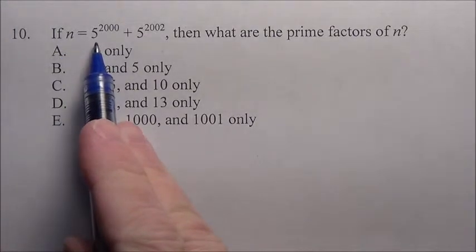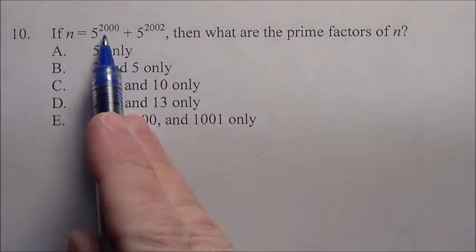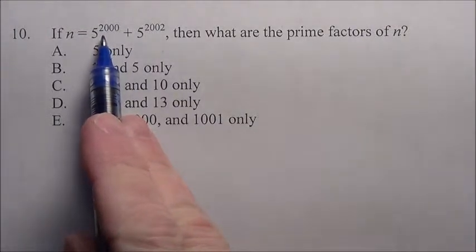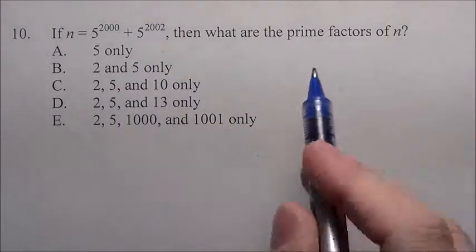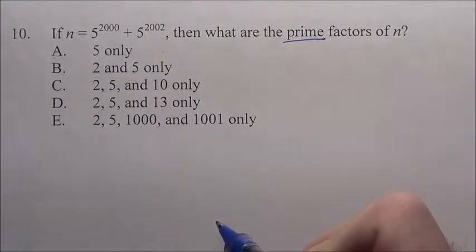It says if n is equal to 5 to the 2,000th power, your calculator's not going to be able to do that. That's going to be overflow. That's going to be huge. Plus 5 to the 2002, even bigger. Then what are the prime factors of n?